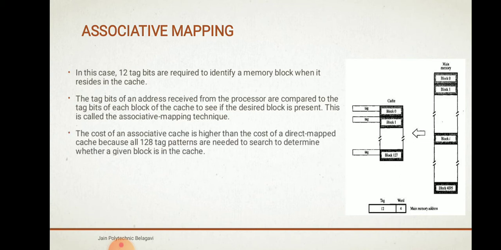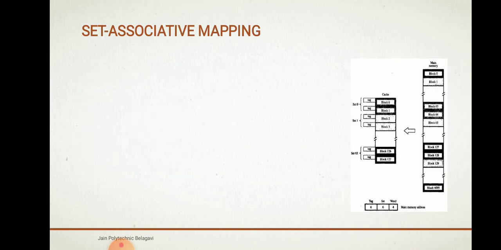Now the cost of an associative cache is higher than the cost of a direct mapped cache. Why? Because whenever a block comes, the desired tag must be compared with all the 128 tag patterns. Each block is given some tag pattern, so it must search all 128 tag patterns to determine whether the block is present in the cache. A search of this kind is called an associative search.